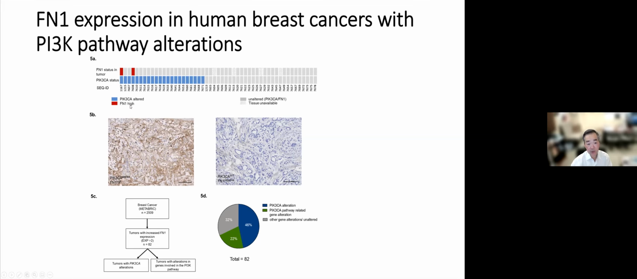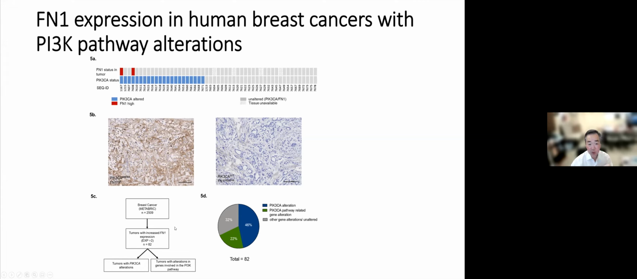But the fibronectin 1 highs, there was a couple in the ones that actually had mutant PIK3CA. When we stained those, Melinda has a very high standard of what she's calling high, and I think you can really appreciate the difference between what we were calling fibronectin 1 high or fibronectin expression versus being negative. So it was really all over the place.